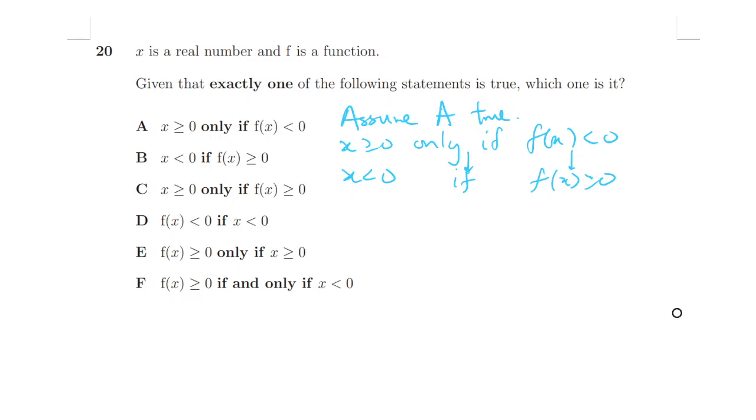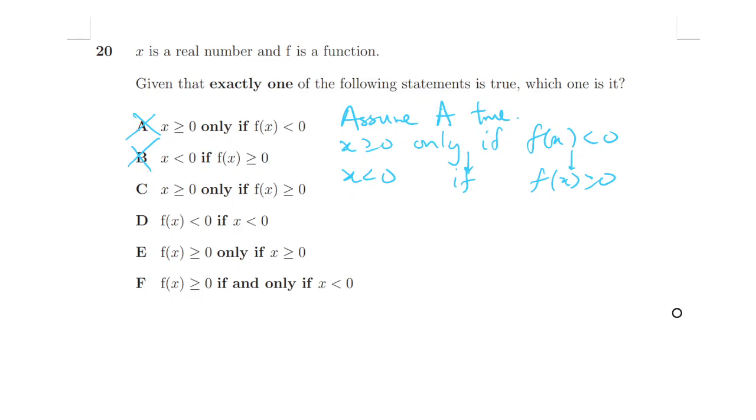Okay, so if A is true, B is definitely true, because contrapositives, right? So A is not the answer. Good. Okay, let's assume B is true then. Well, if I assume B is true, then A would be true, right? Because as I said, it's a contrapositive pair. So A and B, not the answer.